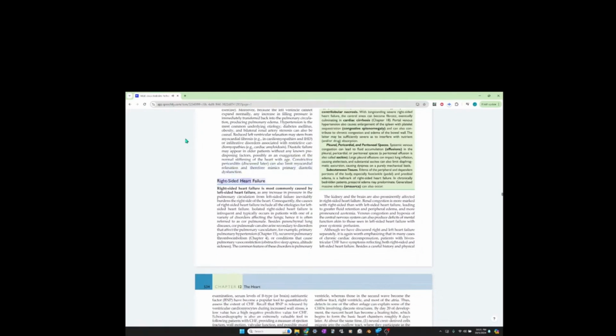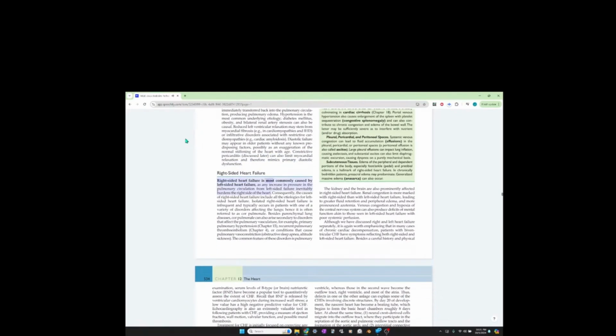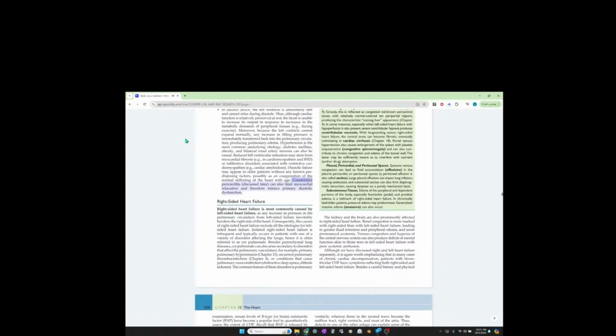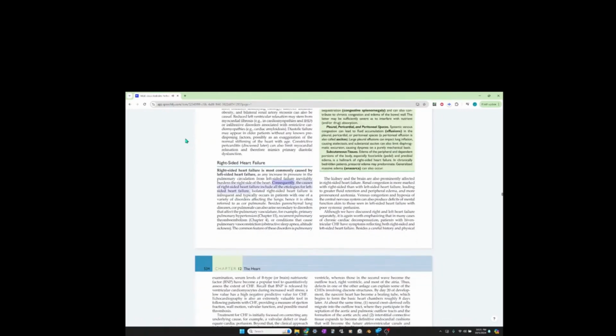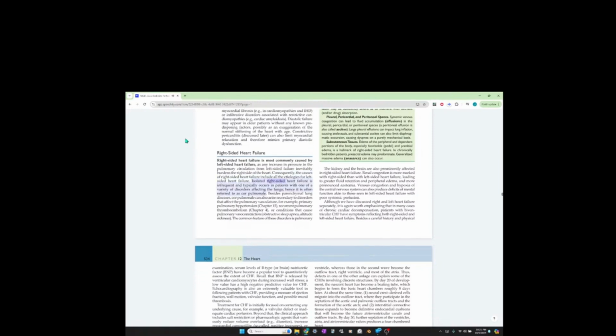Right-sided heart failure. Right-sided heart failure is most commonly caused by left-sided heart failure, as any increase in pressure in the pulmonary circulation from left-sided failure inevitably burdens the right side of the heart. Consequently, the causes of right-sided heart failure include all the etiologies for left-sided heart failure. Isolated right-sided heart failure is infrequent and typically occurs in patients with one of a variety of disorders affecting the lungs, hence it is often referred to as cor pulmonale.